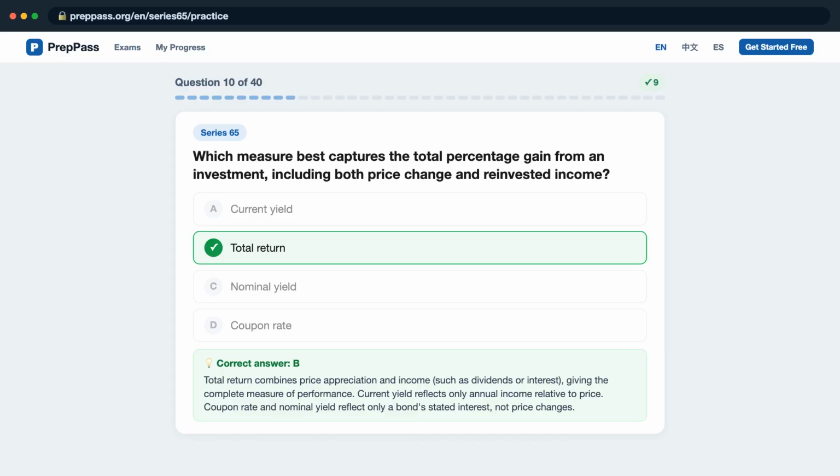Total return combines price appreciation and income, such as dividends or interest, giving the complete measure of performance. Current yield reflects only annual income relative to price. Coupon rate and nominal yield reflect only a bond's stated interest, not price changes.